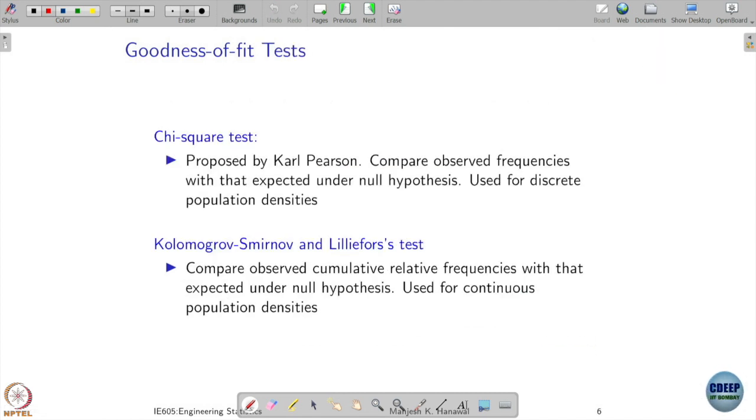Now, how do we go about checking whether my samples follow this null hypothesis? For that, we are going to see majorly two tests, one for discrete random variables and another for continuous random variables. For discrete random variables, we are going to use the chi-square test, proposed by the famous mathematician Pearson in, I think, the early 1900s. In this, we compare the observed frequencies with the expected frequencies under the null hypothesis, and as I said, this is used mostly for discrete populations.